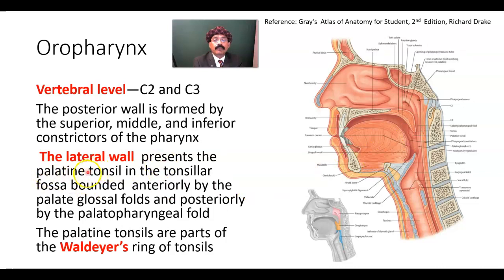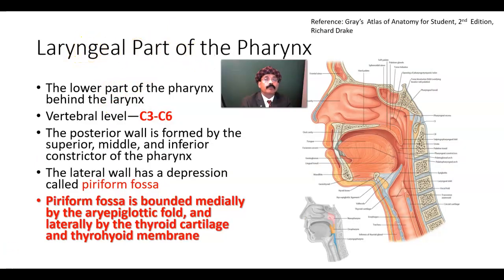So, the palatine tonsil in the tonsillar fossa is bounded anteriorly by the palatoglossal fold and posteriorly by the palatopharyngeal fold. The palatine tonsil is part of Waldeyer's ring of tonsils. Again, Waldeyer's ring is composed of the palatine tonsil, lingual tonsil, tubal tonsil, and pharyngeal tonsil. We'll go to the laryngeal part of the pharynx, the lower part, behind the larynx.